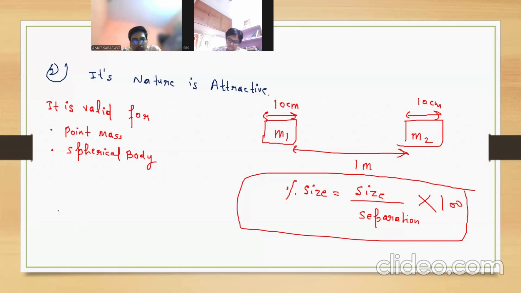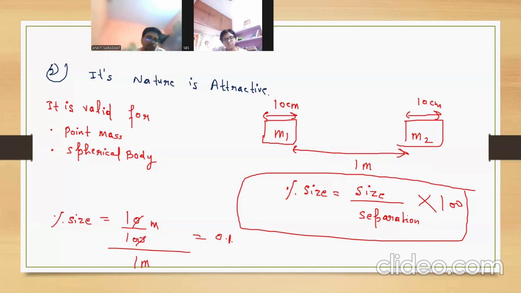So in our case, how much will the percentage size be? What is the size of the body? 10 centimeter. In meter it will be 0.1. Divide by separation. How much is the separation? 1 meter. Clear? Then how much will it be? 0.1. Okay, 0.1 meter. You just find how much it is coming.